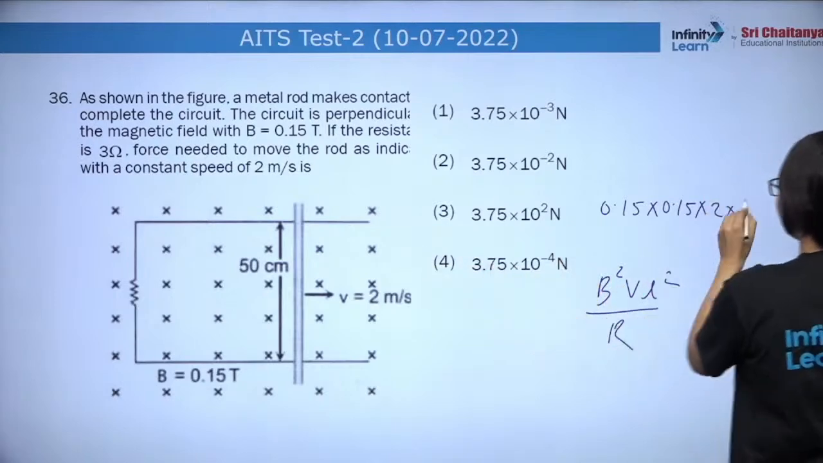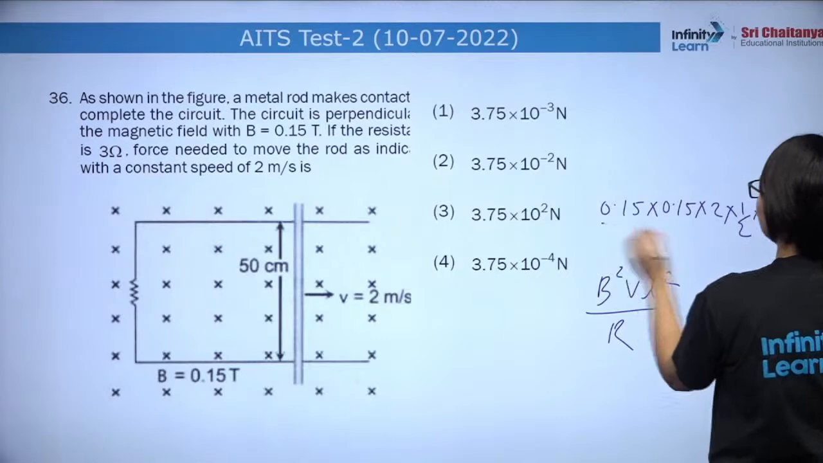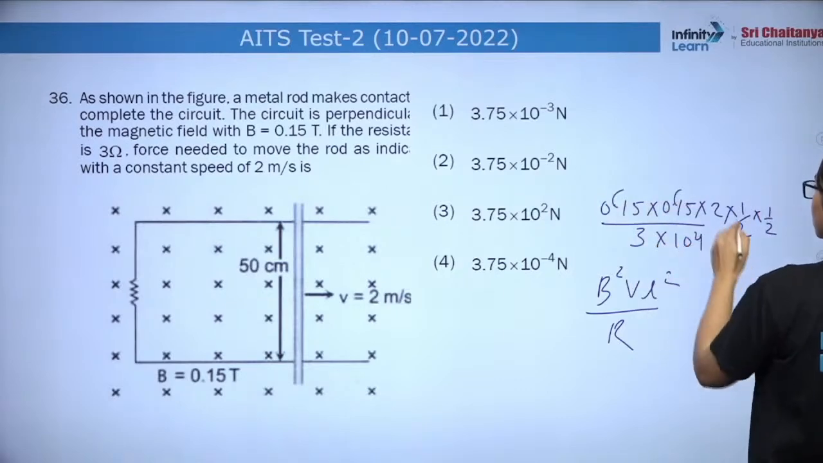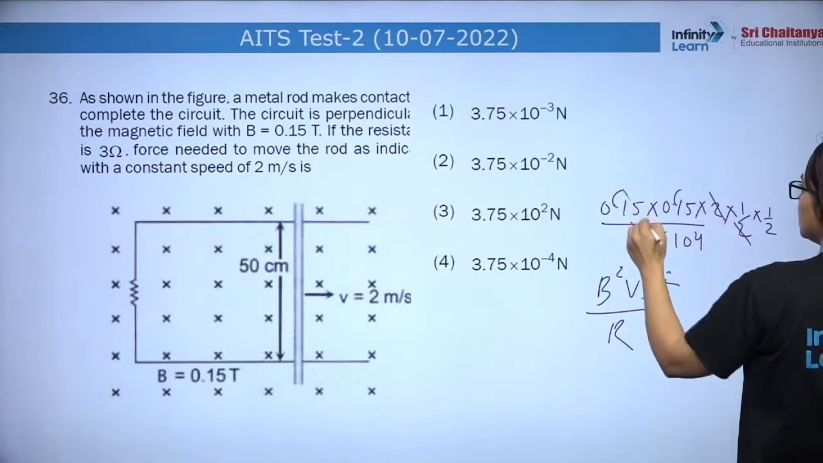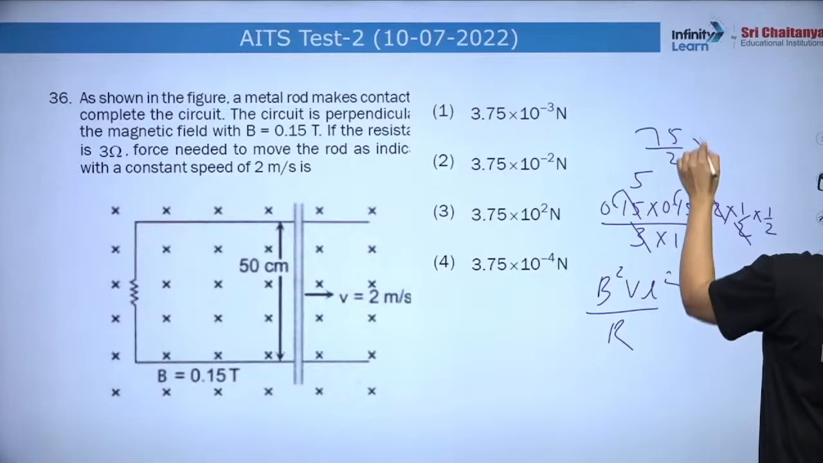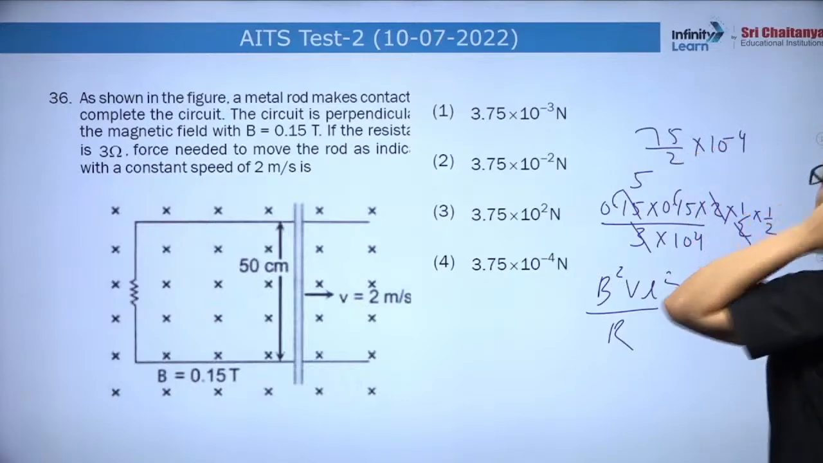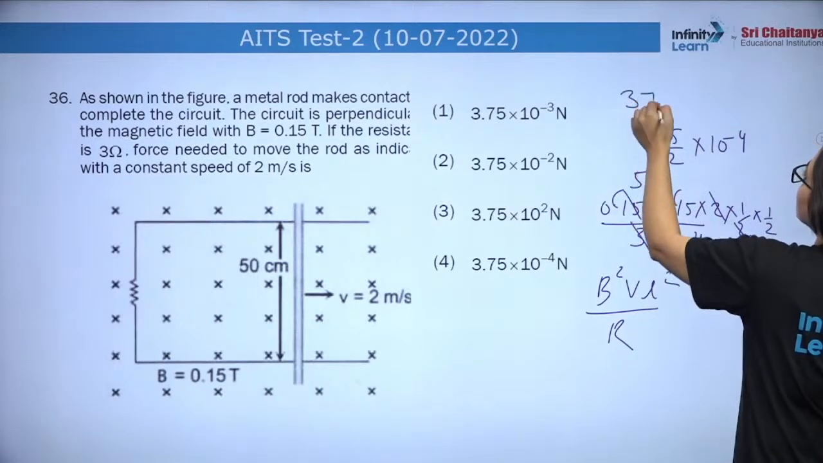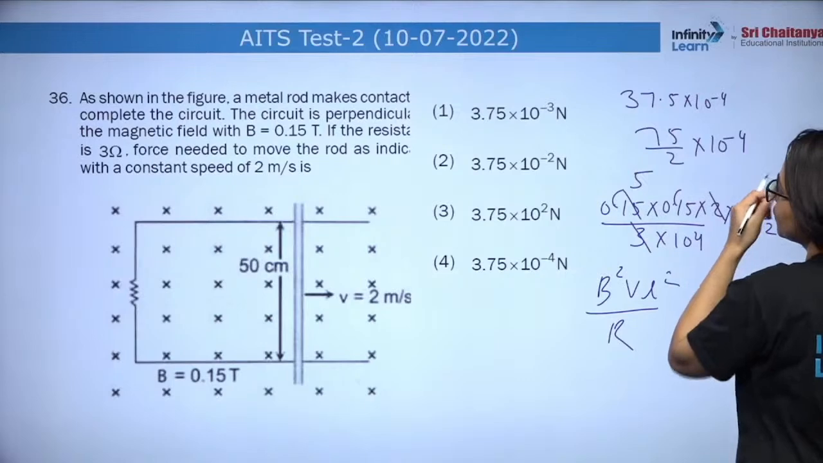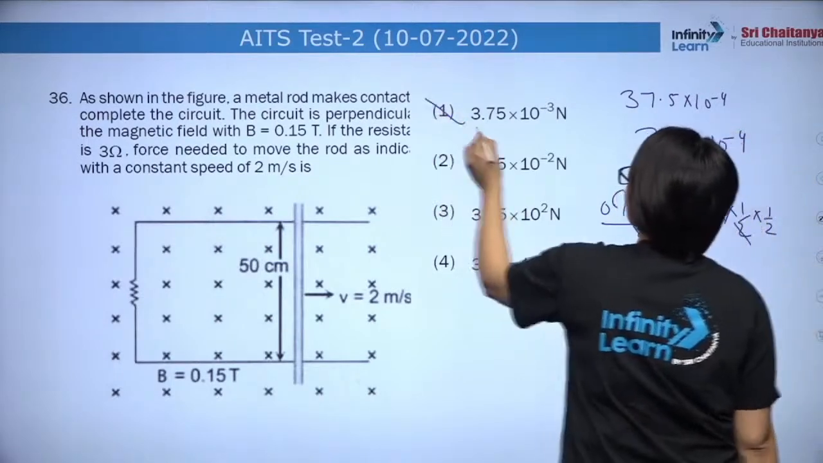by 2, 1 by 2, and R is 3. So this will be 10 power 4, this will cancel, this will be 5, and by 2 into 10 power minus 4, so this will be 7.5 into 10 power minus 4, so this will be 3.75 into 10 power minus 3 Newton, which is option 1.